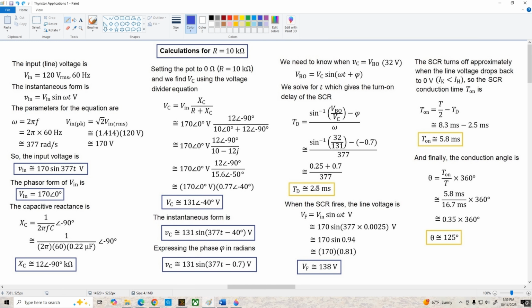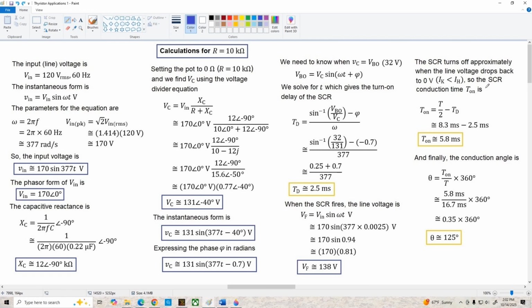What I'll do next is determine the value of the AC line voltage when the SCR fires, and we do that by just substituting this time into our line voltage equation, which gives us about 138 volts when the SCR turns on. The SCR remains latched on until the load current drops below the holding current of the SCR, but remember, that's pretty close to when we have zero crossing of the line voltage.